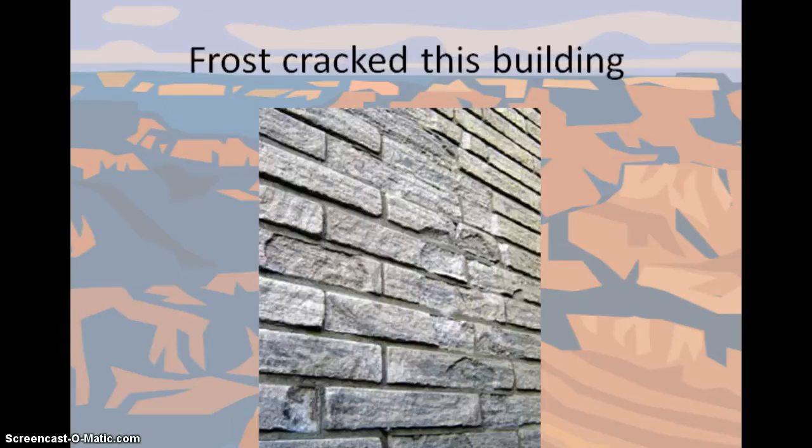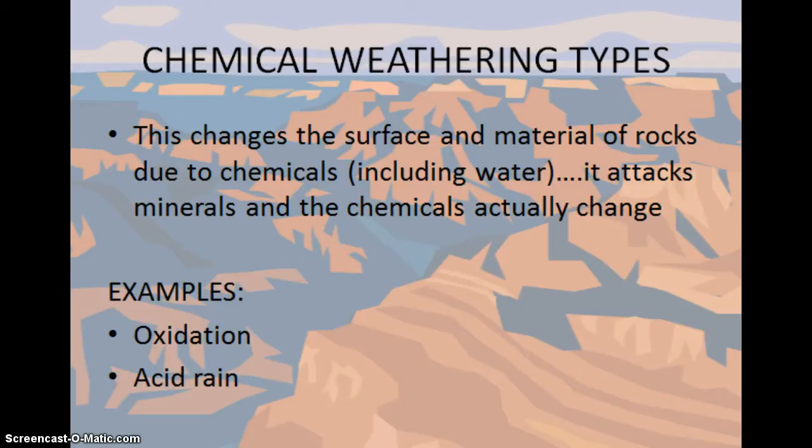So the second type of weathering we're going to learn about this week is chemical weathering. And this is actually when the surface of the rock changes. So think of it starting off as one type of rock and then totally having a change, and it ends up being something totally different. So some chemical has attacked the rock and the minerals inside of it, and it totally changes. So water can be that chemical on some rocks.